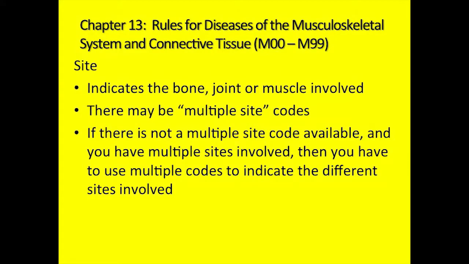All right? Okay. So, code by site first, then the condition. The site indicates the bone, joint, or muscle involved. Now, there might be multiple site codes, and the reason is because if you say forearm, ICD-10 might tell you it's forearm and wrist, or it might be forearm and elbow.